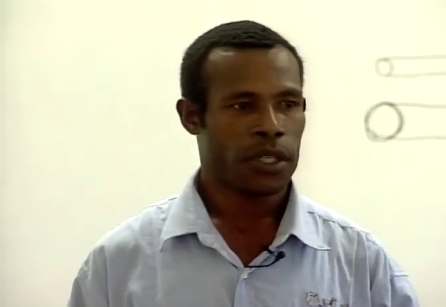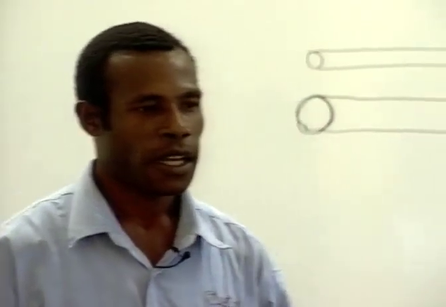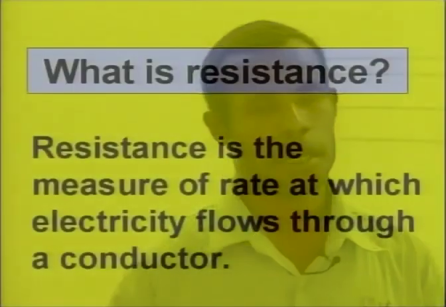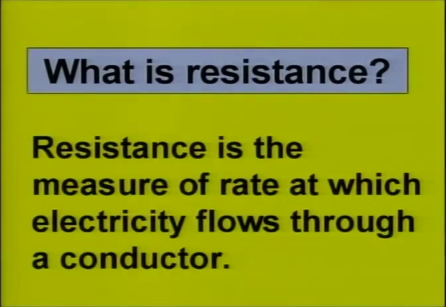Now, it is a measure of the rate at which electricity will flow through the conductor. There are different substances that will have different resistance, and it depends on the resistivity of that substance, or let's say conductor.